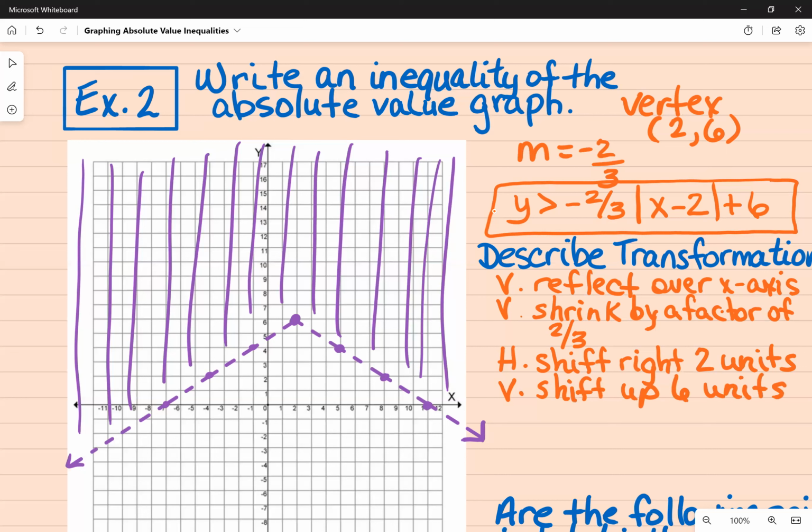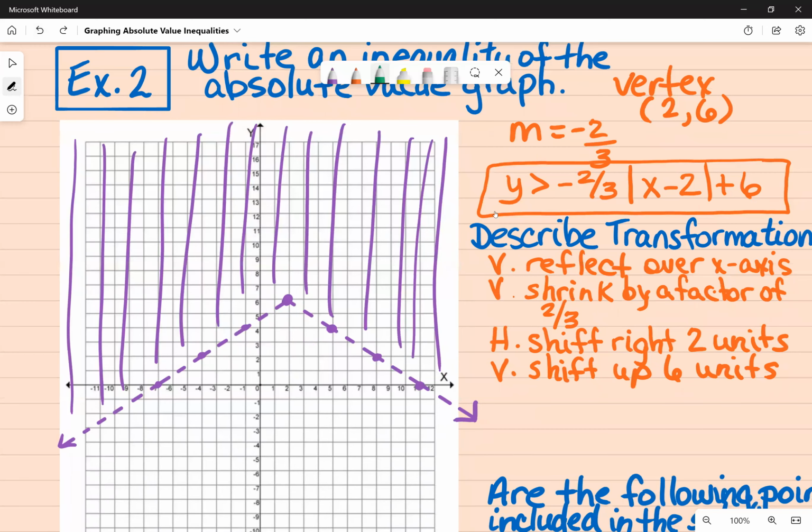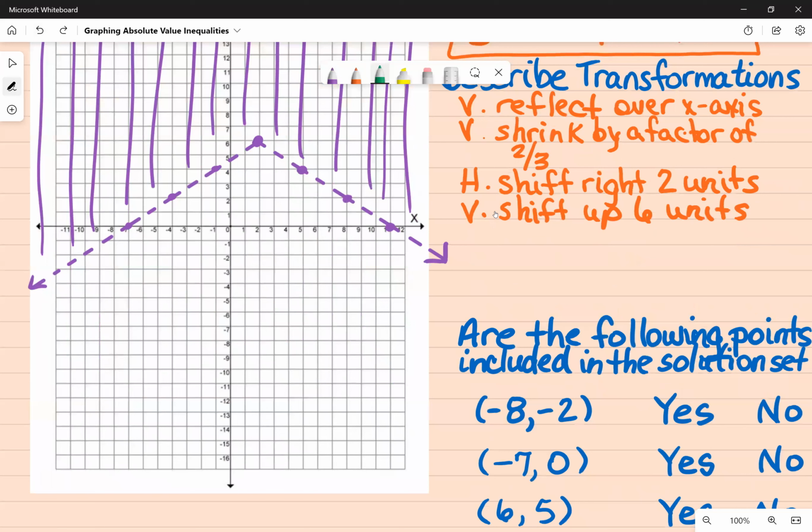So I have 4 things happening with this particular graph. So go back to what the original graph should look like. The original graph is something like this. What did I do? I flipped it, or I reflected over the x-axis. I moved over 1, 2 to the right, and then I moved up 1, 2, 3, 4, 5, 6. So if you can see what the original parent function looked like, that will help you tremendously in determining your transformations. All right, let's move on to the next portion of this. So I'm asked to determine whether or not the points that are listed are part of my solution set.